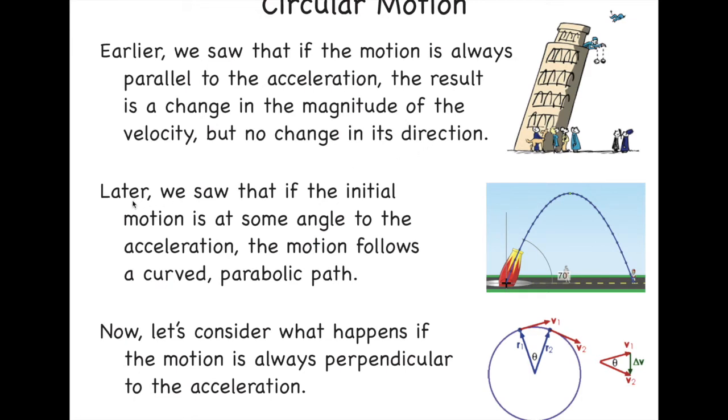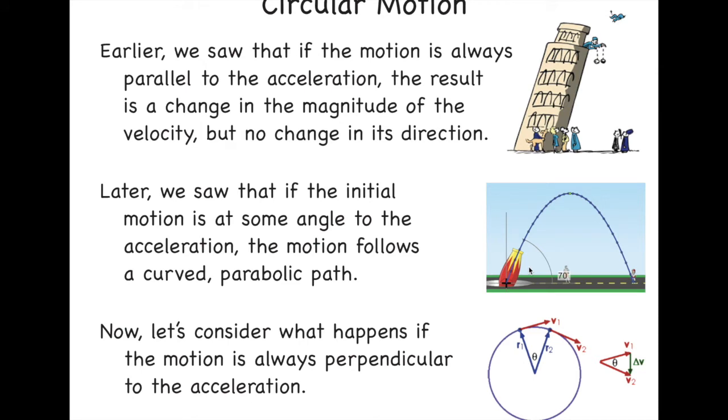Later, we saw that if the initial motion is at some angle to the acceleration, then the motion that follows is a curved parabolic path, right? So this is where we were looking at projectile motion, where the acceleration was straight down, because the only acceleration was due to gravity, and that points straight down.